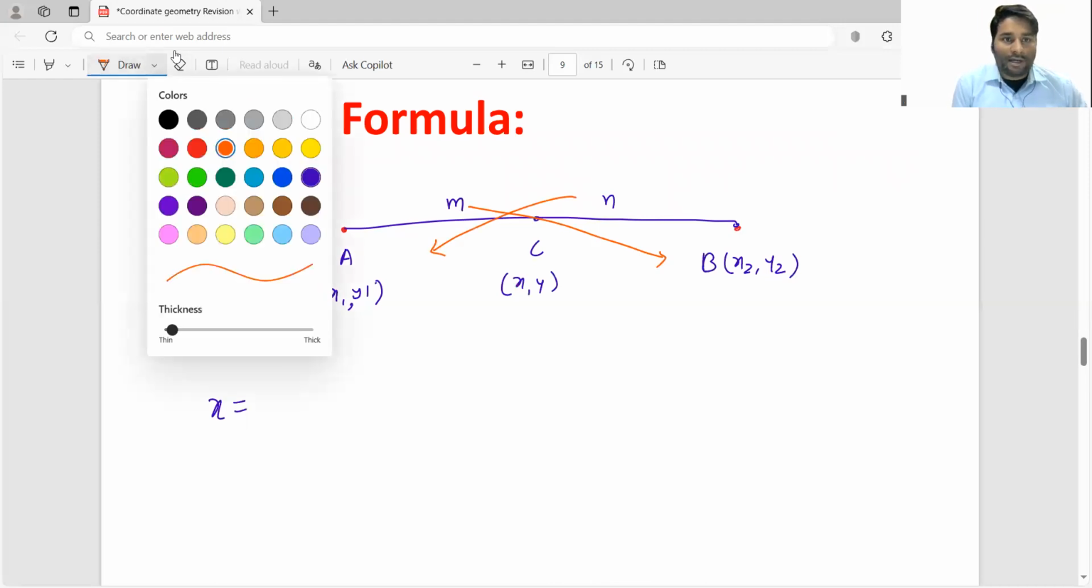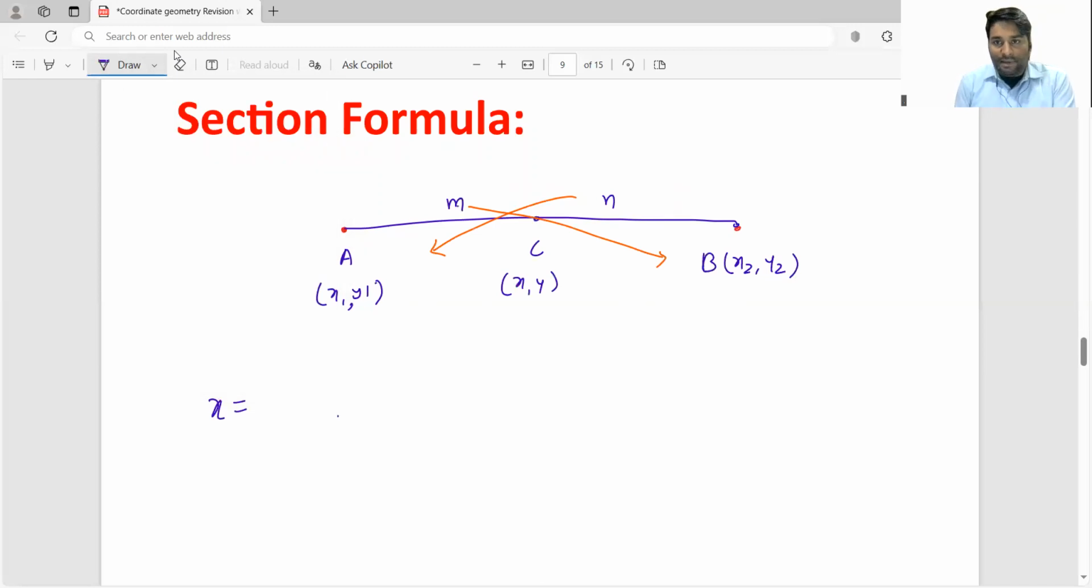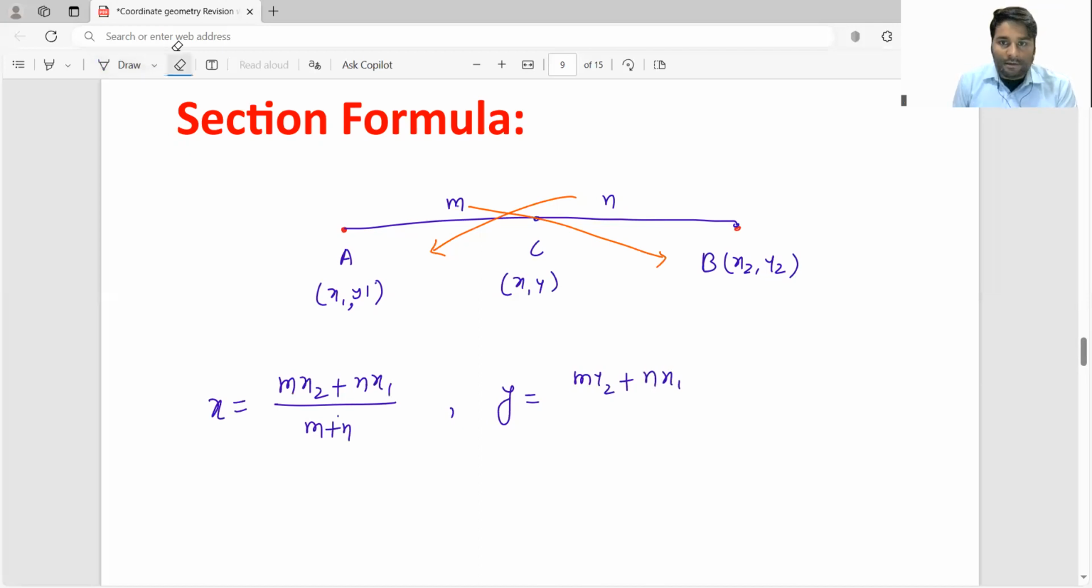So how can we write this formula? m into x2 plus n into x1 divided by m plus n, right? And y is equal to, again, m y2 plus n y1 divided by m plus n, right? This is how you can easily find the coordinate of point C. Just remember the cross technique.